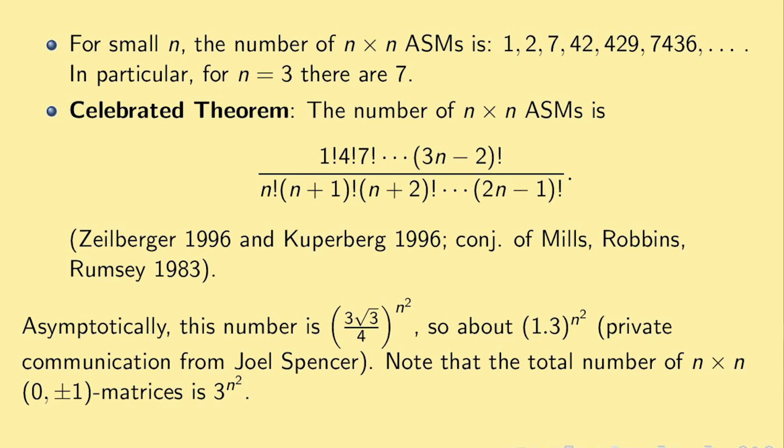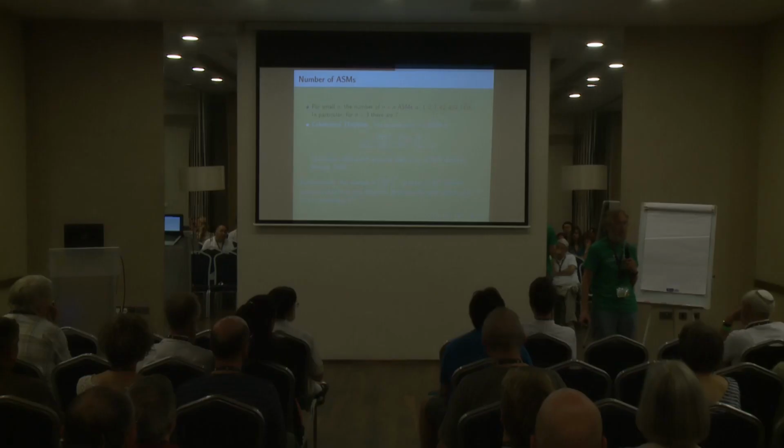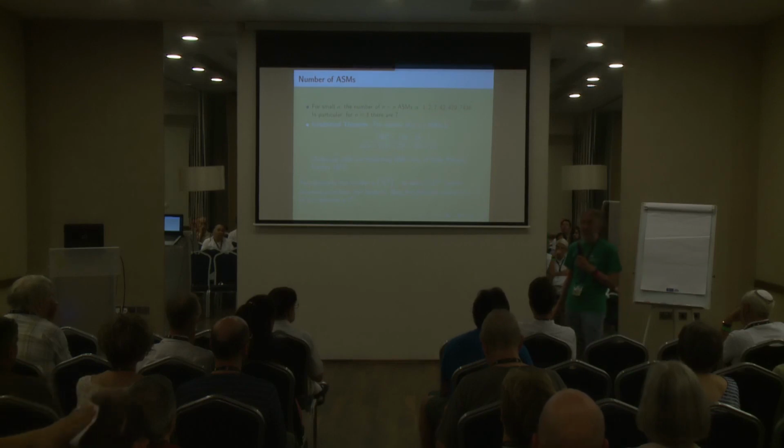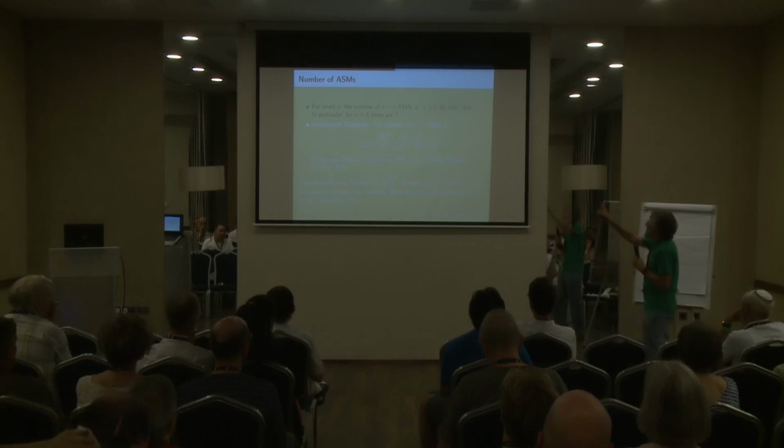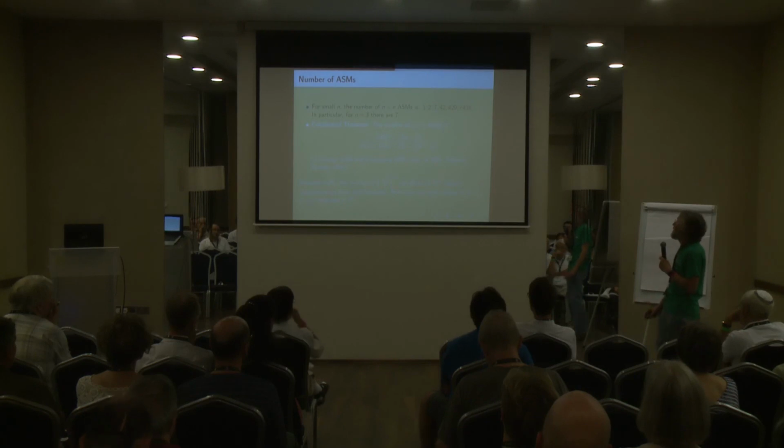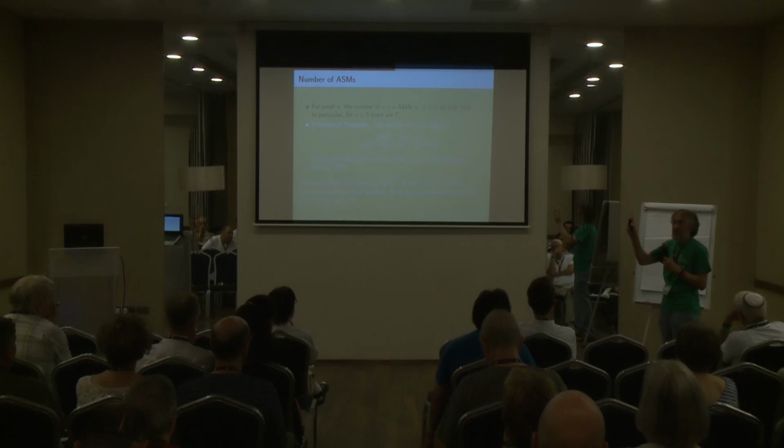You can ask your combinatorialist, we know how many permutations of order n there are, n factorial. Well, how many ASMs are there, n by n ASMs? Well, there's a bit of a description there, 1, 2, 7. So look, that 7 means there's exactly one alternating sign matrix of order 3 that's not a permutation matrix, because the 6 permutations work, so there's one more. At order 4, they are equal to 42.